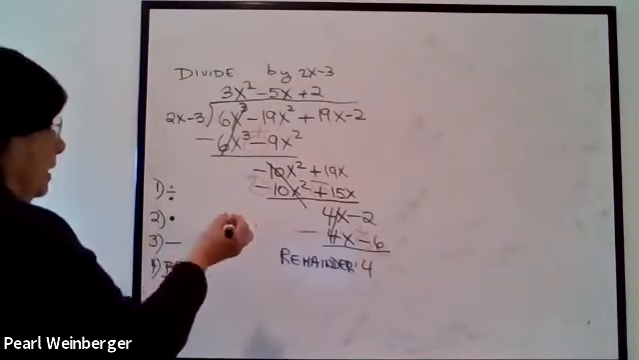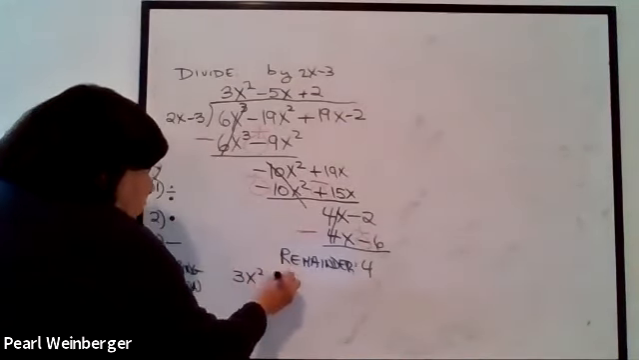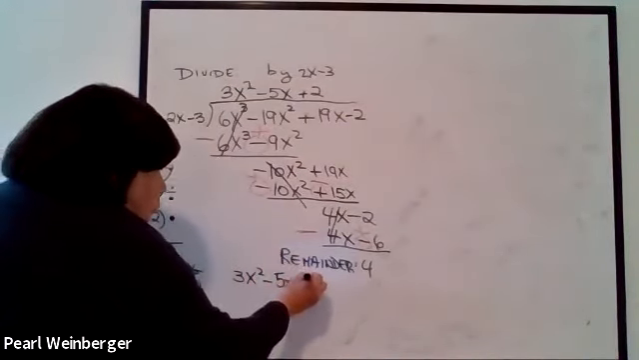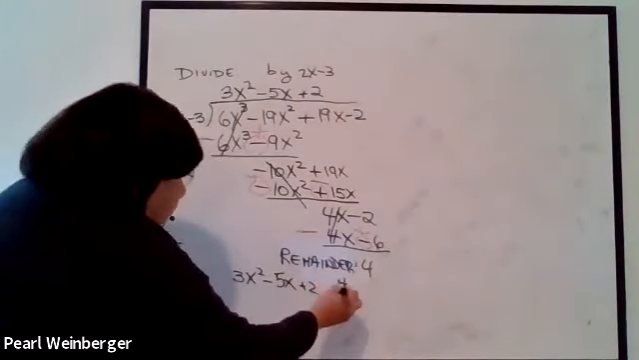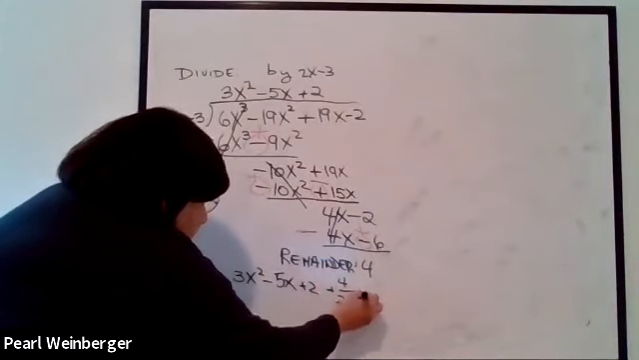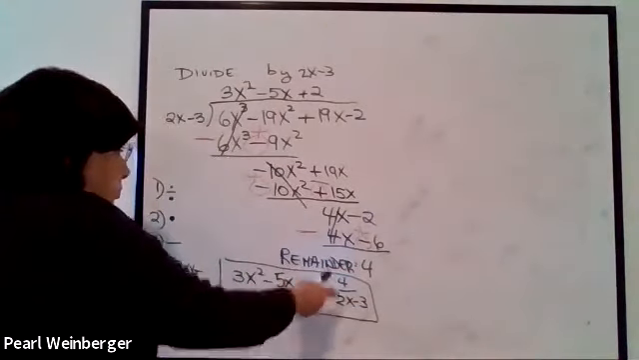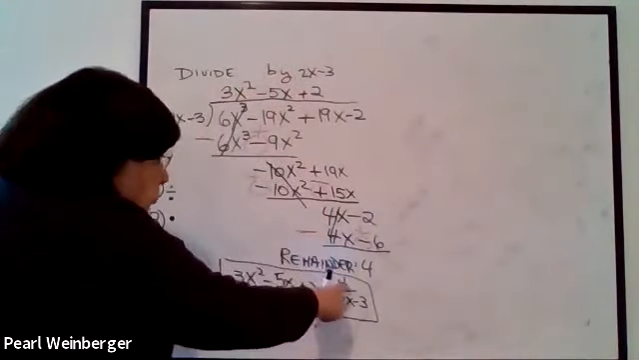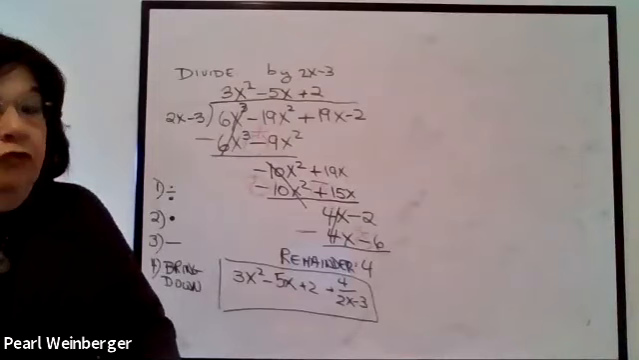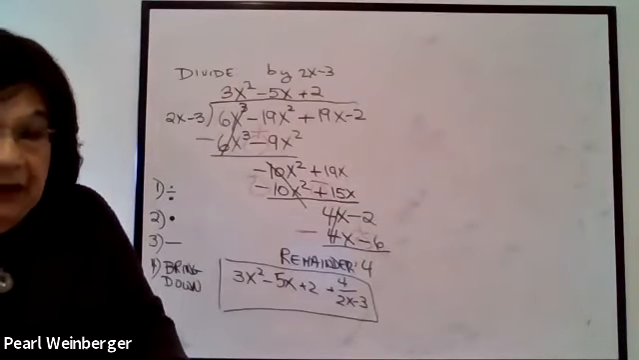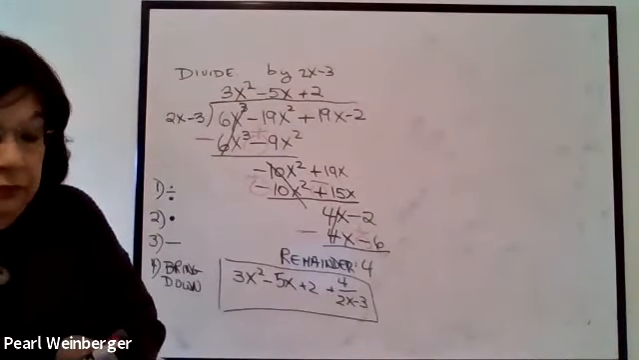Another way of writing the answer is to write the quotient, 3x squared minus 5x plus 2, plus the remainder 4 over the divisor. This is a very good way of writing the answer as well. Quotient, which is what's on top, plus remainder over divisor. And that is your answer for dividing polynomials.